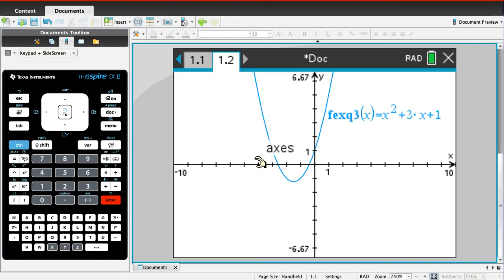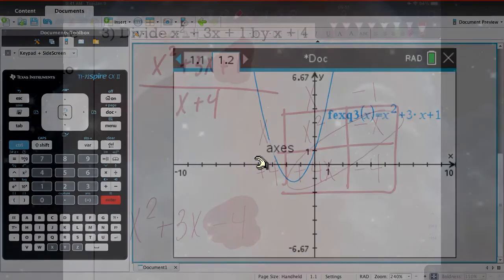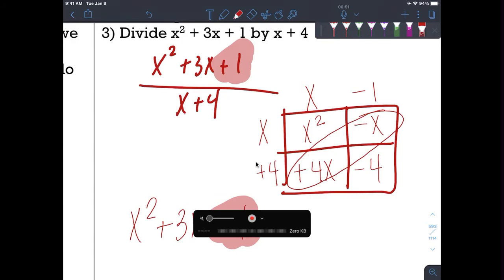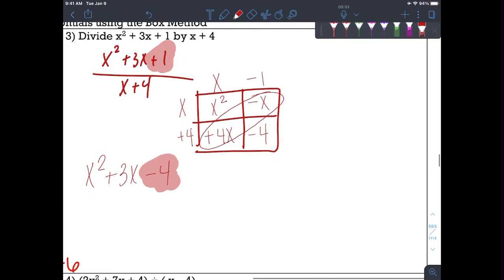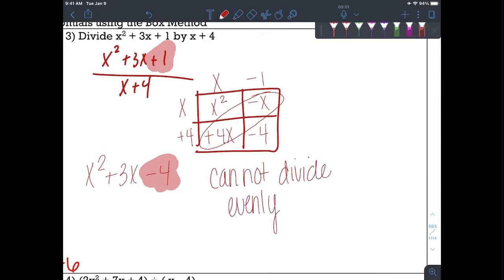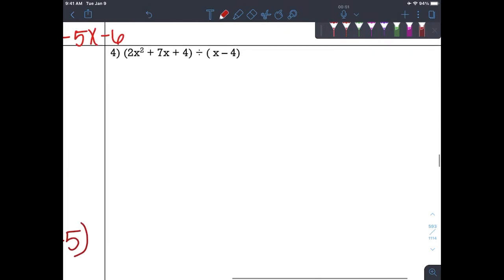All right. So let us go ahead and continue forth with another one. So this one is also going to be, this is what I would refer to as not factorable, not solvable, lots of different terms that people may use. I'll just say cannot divide evenly. All right, so let's look at the next one.